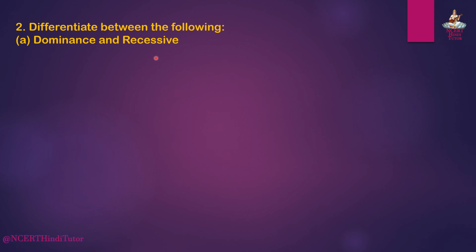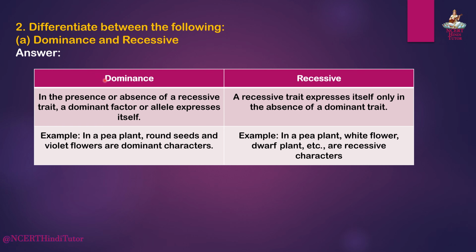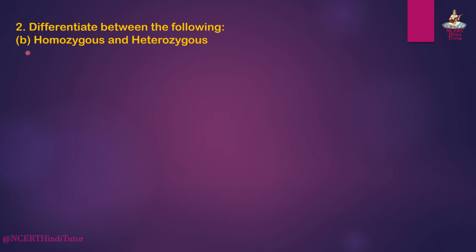A. Dominance and recessive. Answer. Dominance. In the presence or absence of a recessive trait, a dominant factor or allele expresses itself. Recessive. A recessive trait expresses itself only in the absence of a dominant trait. Dominance example. In a pea plant, round seeds and violet flowers are dominant characters. Recessive example. In a pea plant, white flower, dwarf plant, etc. are recessive characters.